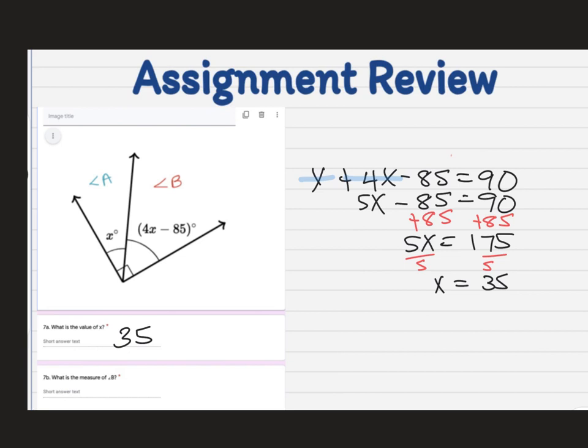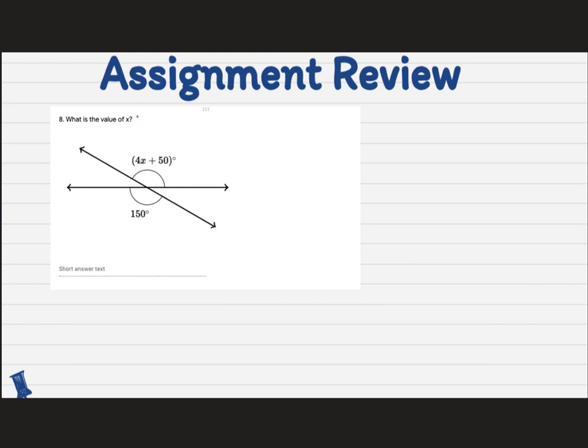And then for the measure of angle B, we need to go ahead and plug it in. So it says 4x minus 85. So I replace the x with 35. All right, so we're left with 4 times 35 minus 85. 4 times 35 is 140. And then 140 minus 85 is going to leave us with 55. So angle B is 55 degrees. So this is 55, this is 35. Together they make 90.